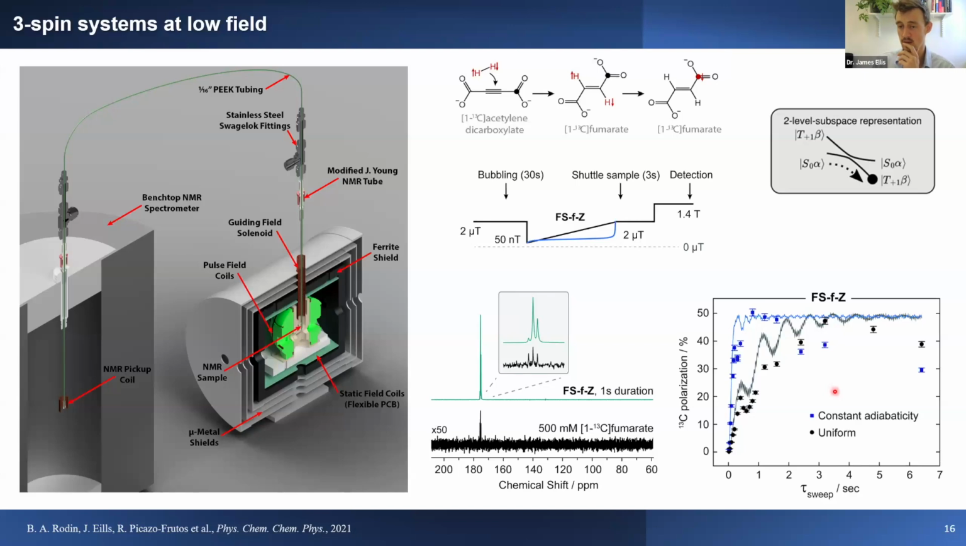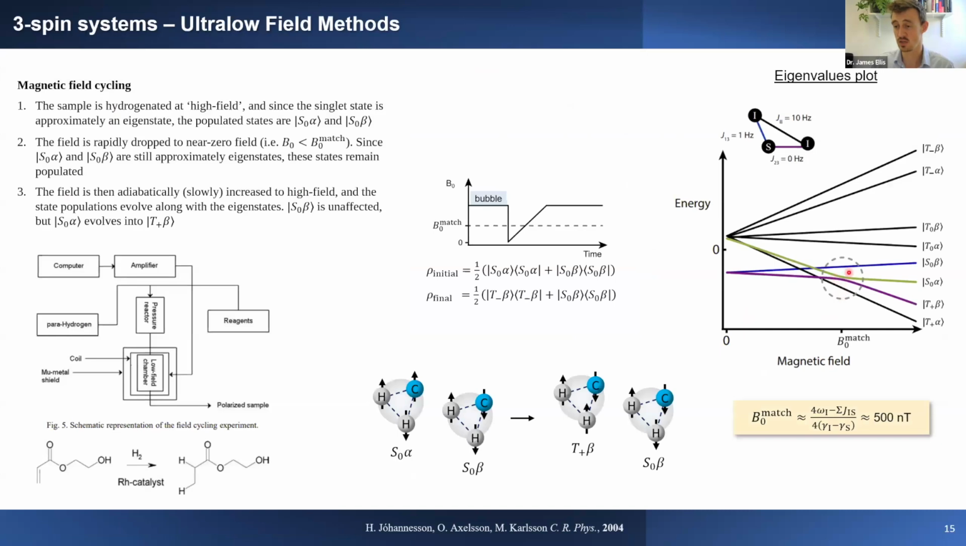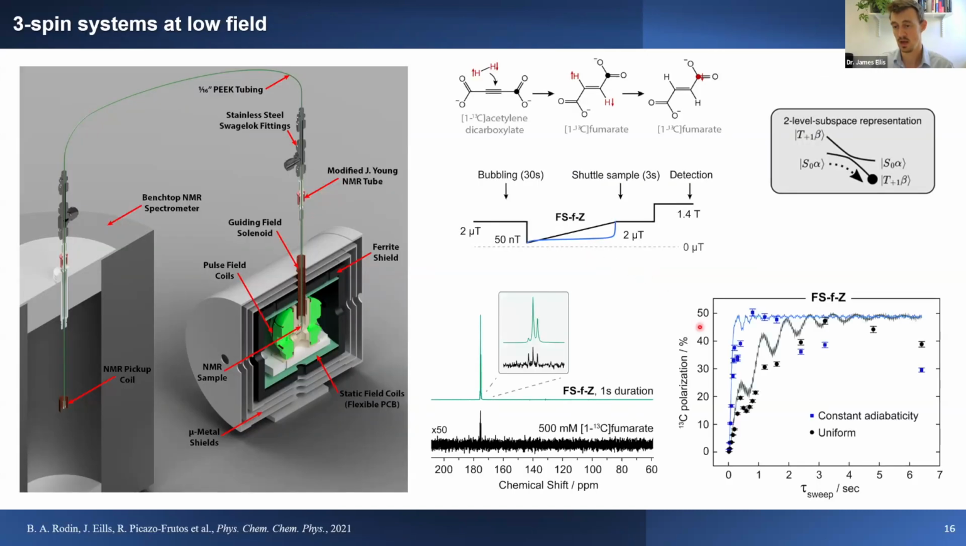But we can be a little bit more clever and do a constant adiabaticity field ramp. That means we're only slow in the region of the avoided crossing, so we're only slow in this region here. It turns out this is a bit more effective for generating polarization, so the sweep can be much shorter in this case.